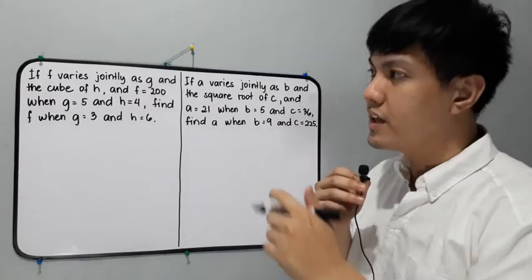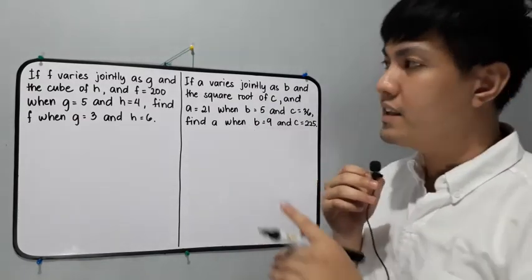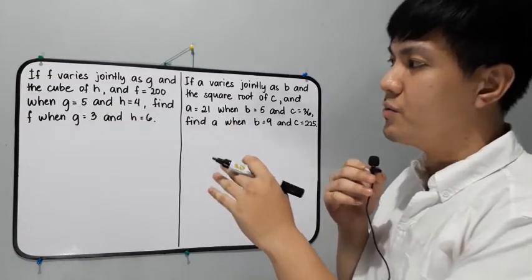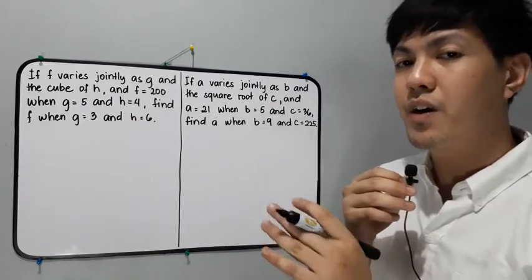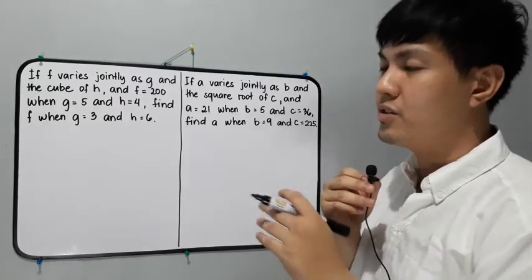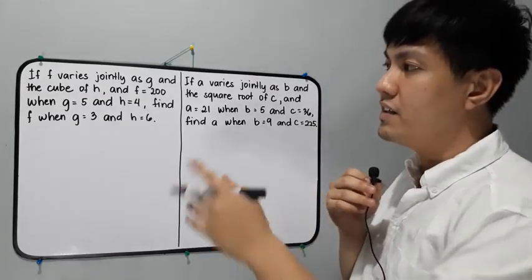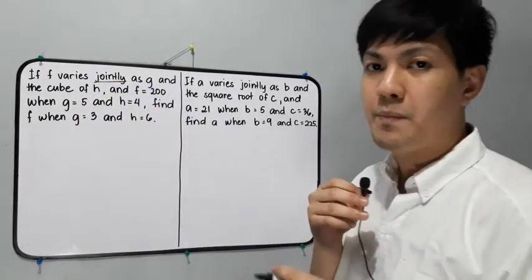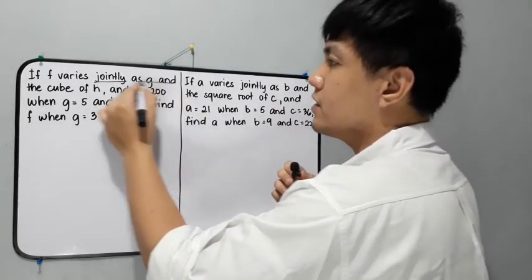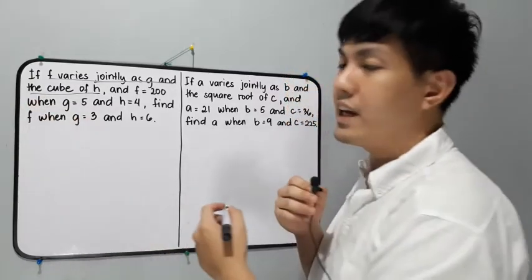Let's have our first example here. If f varies jointly as g and the cube of h, and f is equal to 200 when g is equal to 5 and h is equal to 4, find f when g is equal to 3 and h is equal to 6. Again, the first step is to identify the given variation, and this is a joint variation. And number 2 is to write the equation. So the statement is if f varies jointly as g and the cube of h.